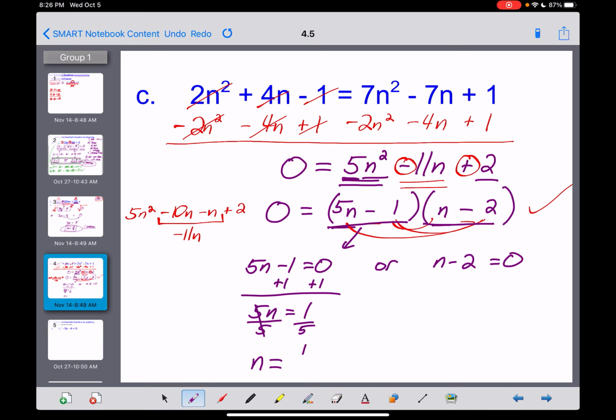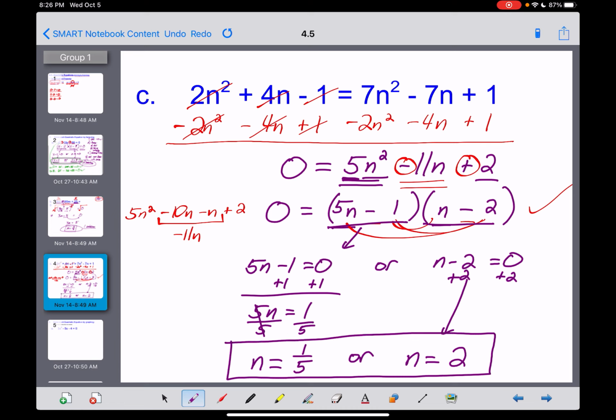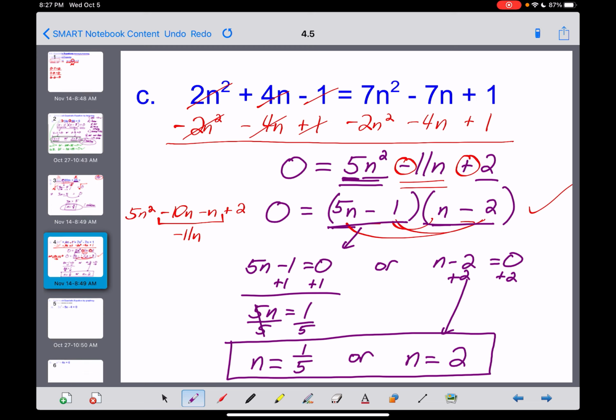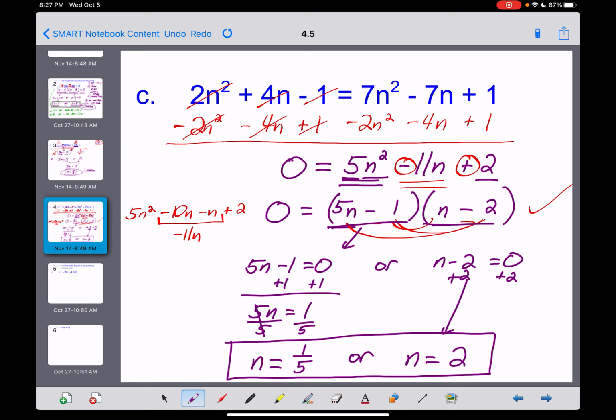N is equal to, a non-integer answer of 1/5. This one's a little bit easier. All we have to do here is add 2 on both sides, and we get n equals 2. And it's always going to be the word or in between there, guys, and then we box this up. So here's another quadratic equation that has 2 solutions, but one of these is a non-integer. N is equal to 1/5, or n is equal to 2. All right, so those 3 problems, everybody, are kind of how we do solving by factoring.